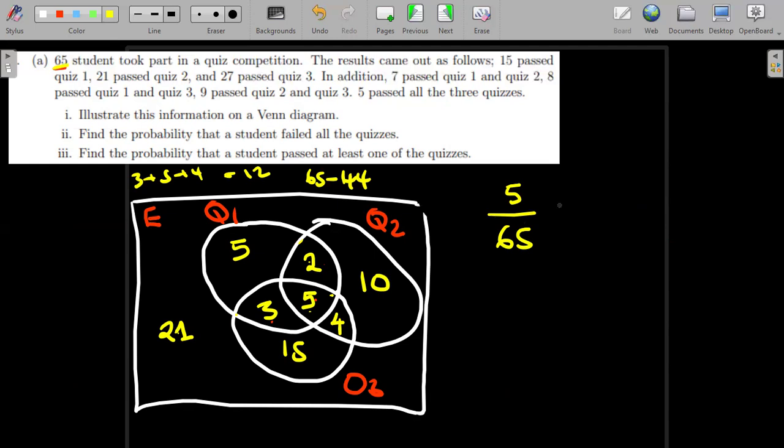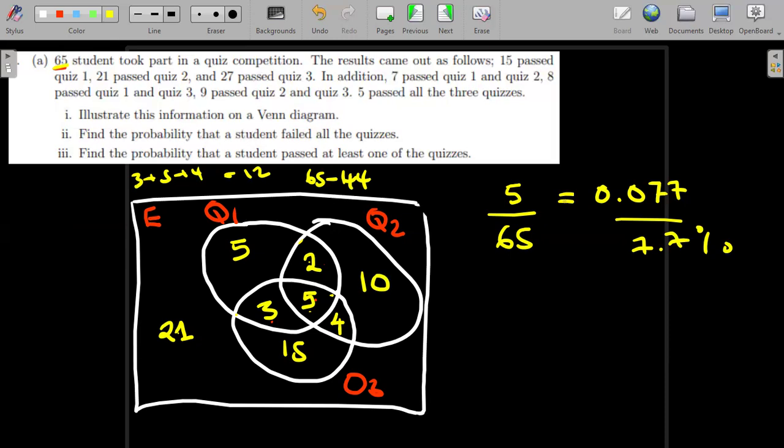So now, meaning the probability that somebody passed all the 3 quizzes is going to be 5 divided by 65, and we'll get 0.07, round off to another 7, 0.077. So this is the probability that somebody passed all the 3 quizzes. And if you multiply that by 100, then as a percentage, that is 7.7%. So that's the probability that somebody passed all the 3 quizzes.